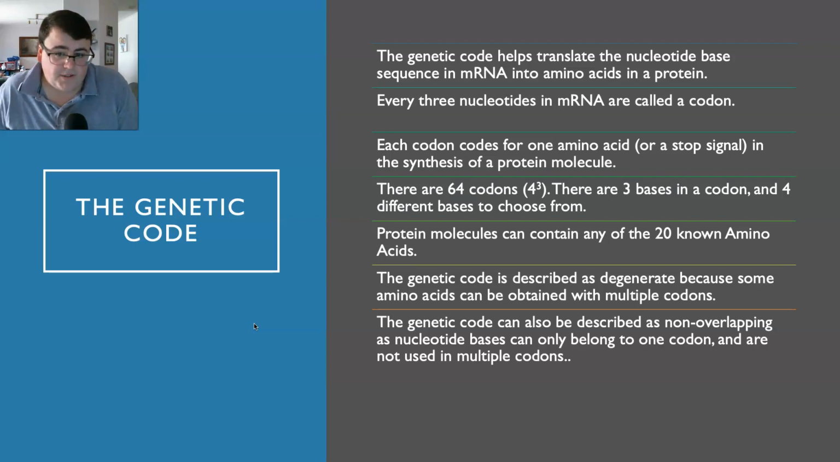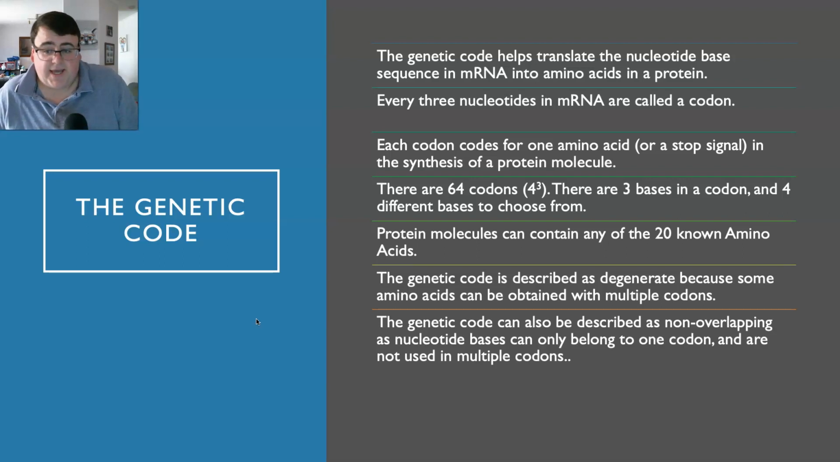There are 64 codons, 4 to the power 3, and that's because there are 3 bases in a codon and 4 different bases to choose from. If we had only 2 bases in a codon, we wouldn't have enough options. We wouldn't be able to cover all 20 amino acids. If we had 4 bases in the codon, then we'd have too many and it would become too cluttered. So we have to have 3 bases in each codon to allow us to cover each of the 20 amino acids, which gives us 64 codons in total, meaning that some codons will go to the same amino acid.